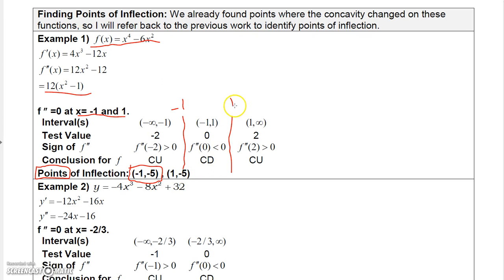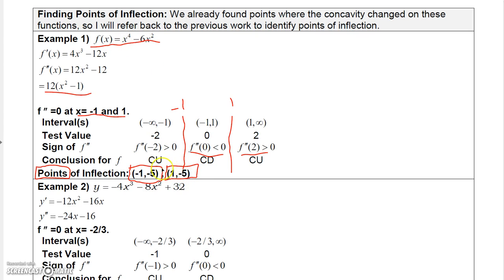And then here at 1, to the left of 1, you get the second derivative is negative, and so it's concave down. And to the right of 1, the second derivative is positive, concave up. So it changes from concave down to concave up at x = 1. So that's also a point of inflection because the concavity changes. And then to get the y value for that point, I had to go back up here and plug 1 in, and I got 1 minus 6 is -5.